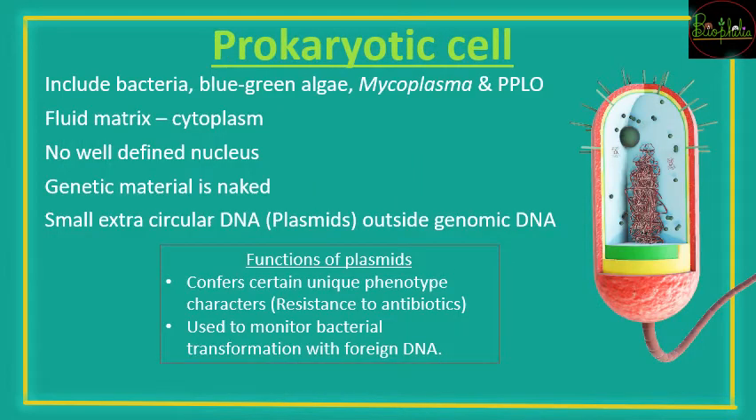Now let's see about the prokaryotic cell. A prokaryotic cell jo hota hai, that means pro rhymes with no. So that means they are not going to have well defined nucleus. Unke paas nuclear membrane se bound nucleus nahi hoga. And since they do not have any well defined nucleus, because of that reason, what is the nucleus called? It will be called as nucleoid.